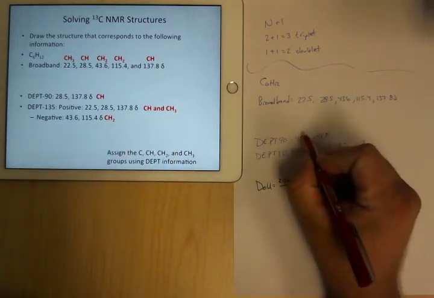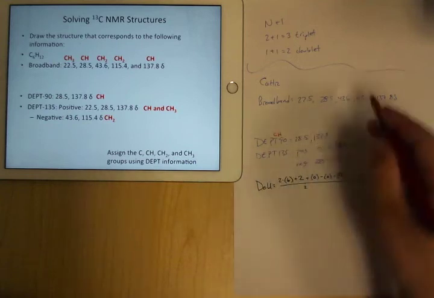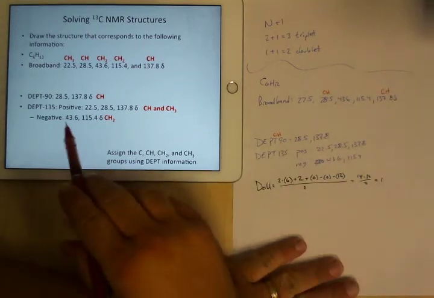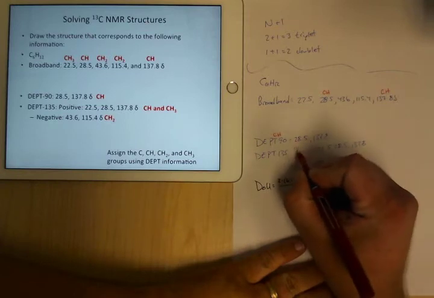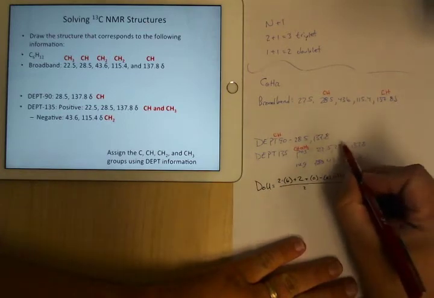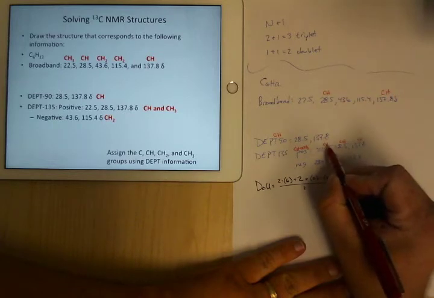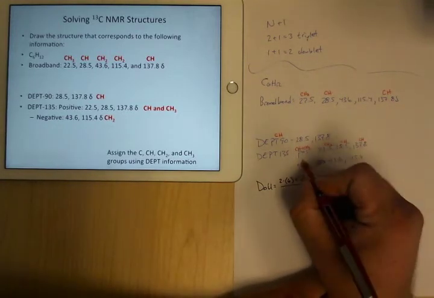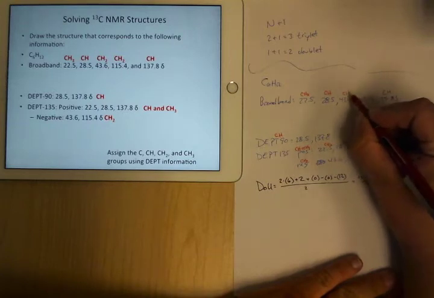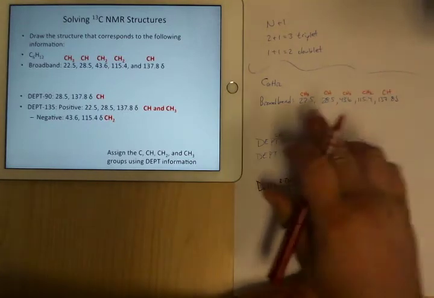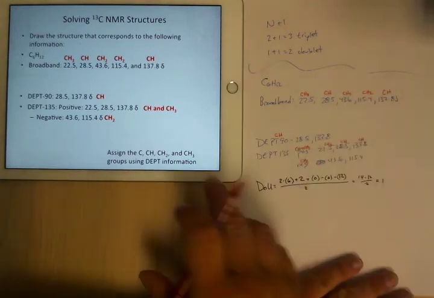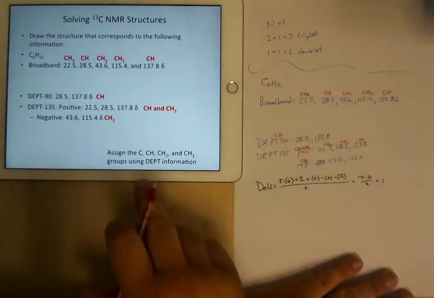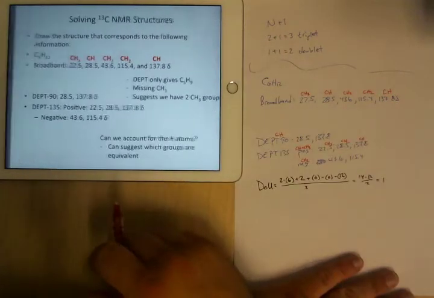So the DEPT-90, this is going to be CHs. So we can identify, this is going to be a CH, and this is going to be a CH. Okay. For the 135, so this is for the positive, it's CH plus CH3. But we already know that this is a CH and that's a CH, so this has to be a CH3. So this right here is CH3. For the negative, we know that these are CH2s. So this is a CH2 and that's a CH2. So we know what each of those signals are. Okay, so not too bad. And notice everything's accounted for, or at least we know what all of them are, so we don't have any Cs, that is, carbons without any hydrogens on them.